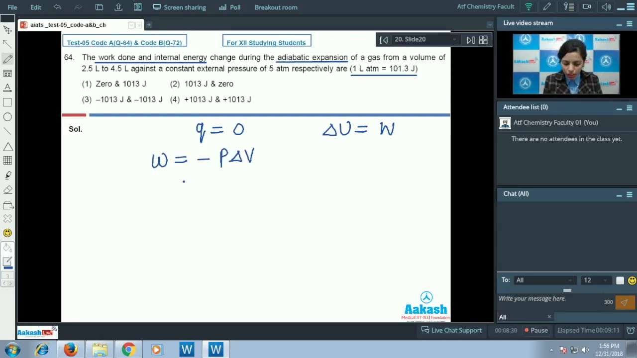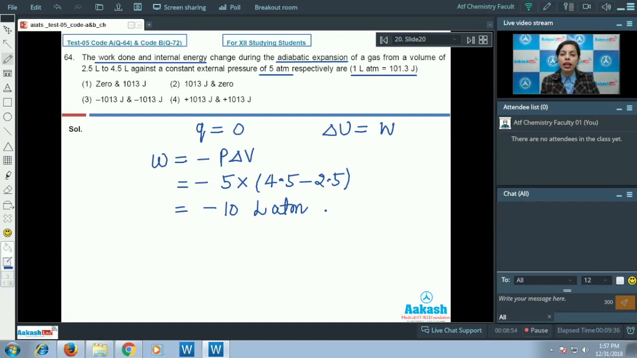Pressure is given. That pressure, let's place the value. Pressure is 5 atmosphere. It's given in the question. So it's 5. What is the change in volume? V2 minus V1. So this V2 is 4.5 minus V1 is 2.5. That is 2. It means 5 2s are 10, minus 10 liter atmosphere. This is the work done that you have to do here. And that is also equal to delta U. That is minus 10 liter atmosphere.